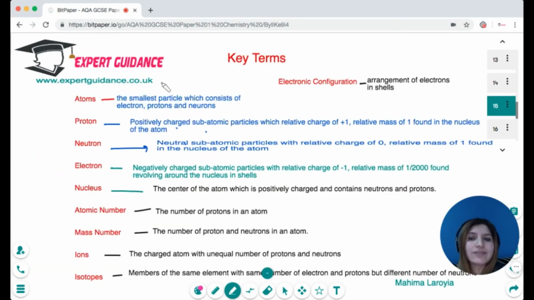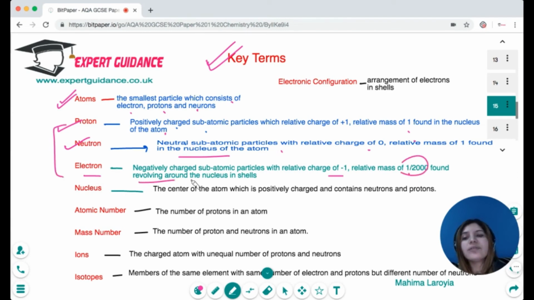So now here I have tabulated the important key terms of this topic. So in this topic, we have seen what an atom is. It's the smallest particle, consists of electron, proton, neutron. What is a proton? Proton is a positively charged subatomic particle with a relative charge of +1, relative mass of 1, found in the nucleus of the atom. Neutron is a neutral subatomic particle with the charge 0, relative mass 1, found in the nucleus. Electron is negatively charged with relative charge -1, relative mass 1/3000, remember that table, and which is found revolving around the nucleus in shells.